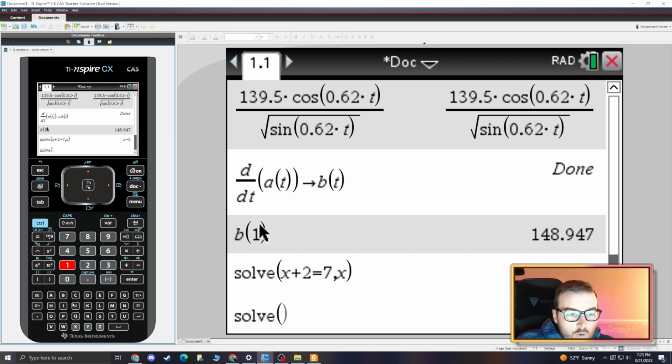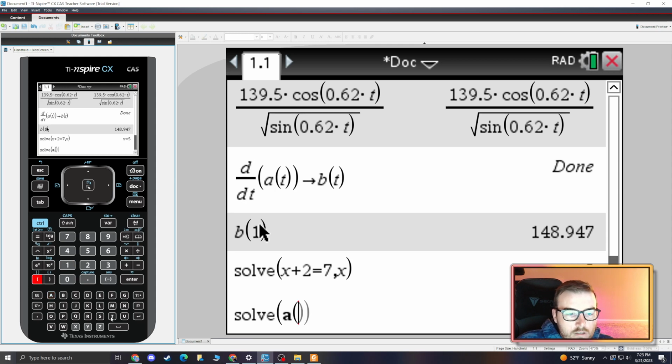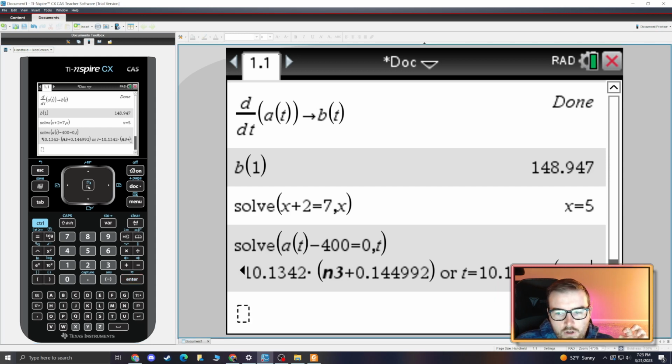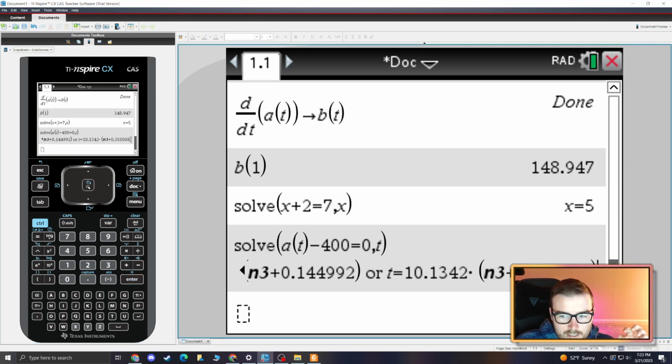So we want to know when is a of t minus 400 equal to 0? Because we're setting the derivative equal to 0. And what are we solving for? We're solving for t. Now, the calculator is going to tell us something wild. This. And I don't even know exactly what I'm looking at.